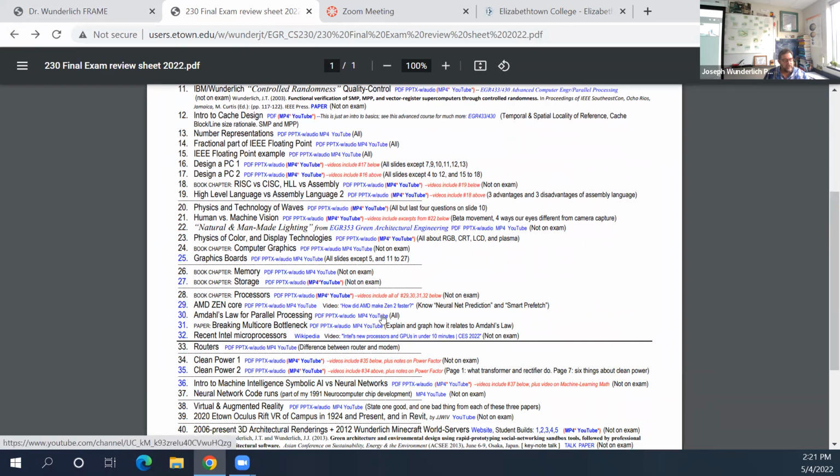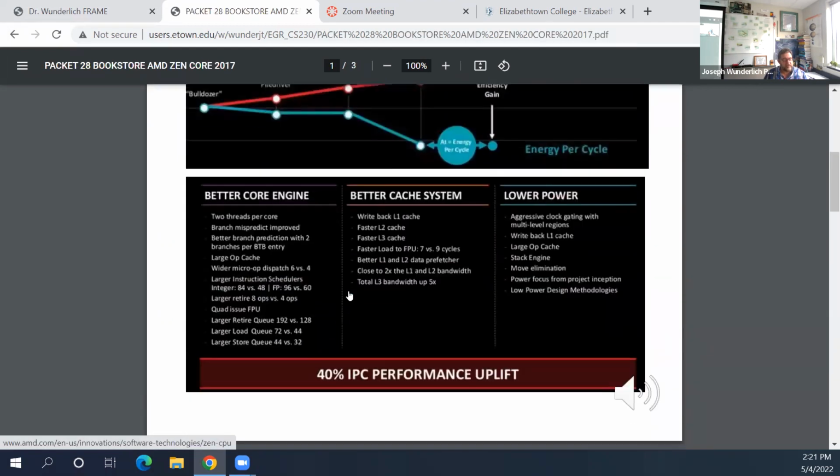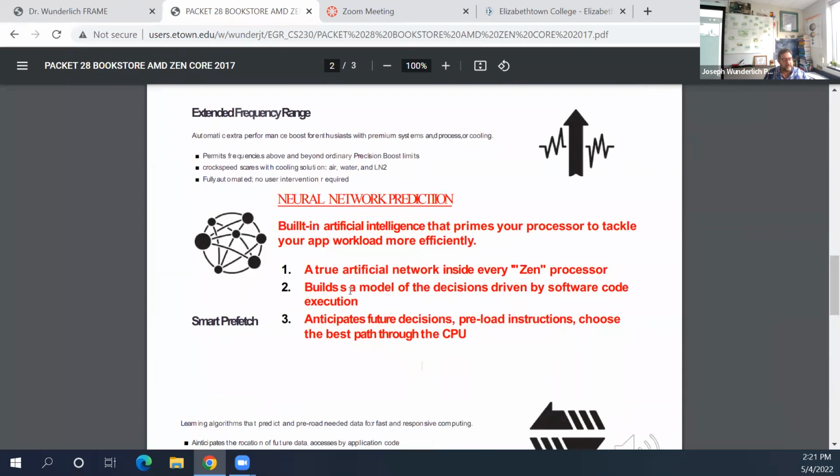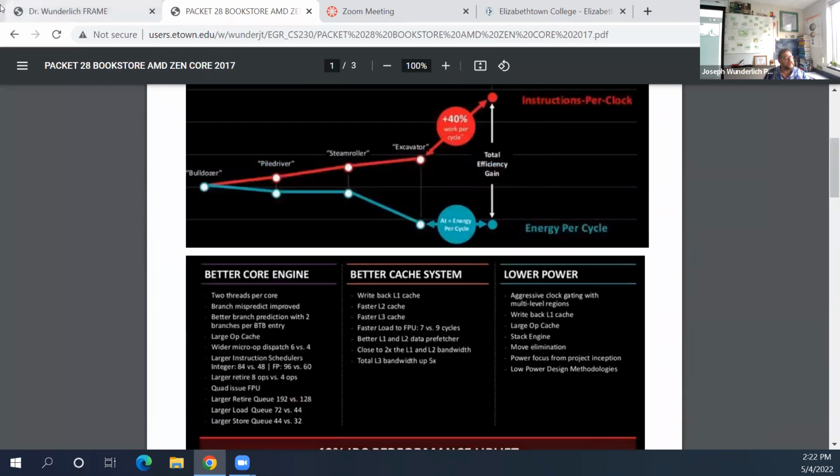Amdahl's law, you do need to know, I skipped over something here. The Zen Core, I want you to know the neural network prediction and smart prefetch of that. And that's easy to know because it's all just summarized right there and there. There it is, right? It's pretty easy.